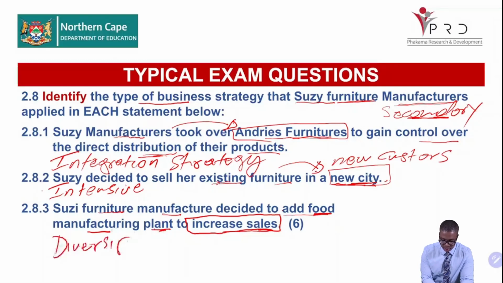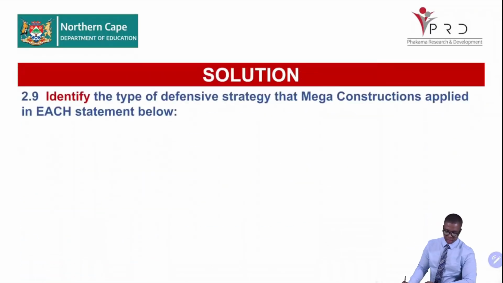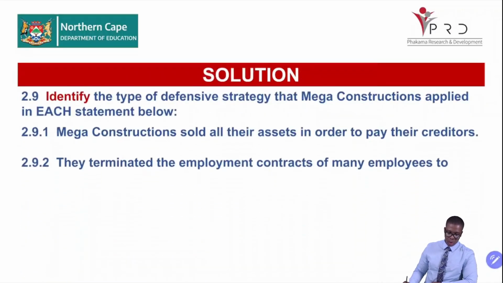Diversification. What do we mean by diversification strategy? This is when a business adds a product that is either related or unrelated to what they are already doing. The business is already manufacturing furniture. So when they decide to add food manufacturing plants, they'll be adding food, meaning they'll start selling food, which before they were not selling. And food and furniture, are they related? They are not related.